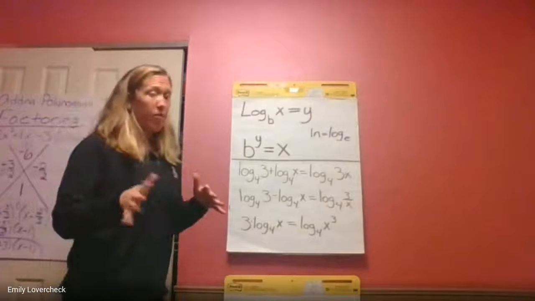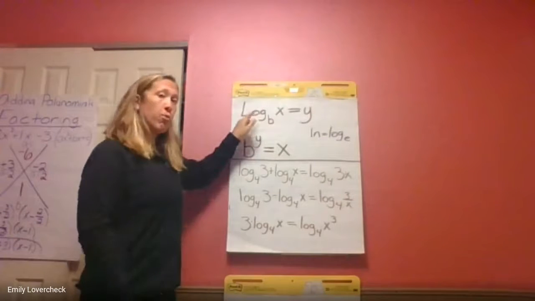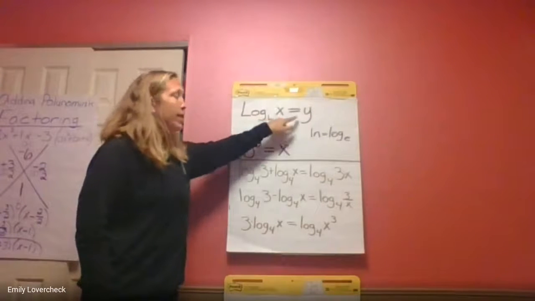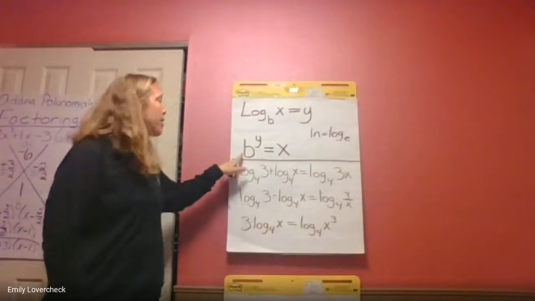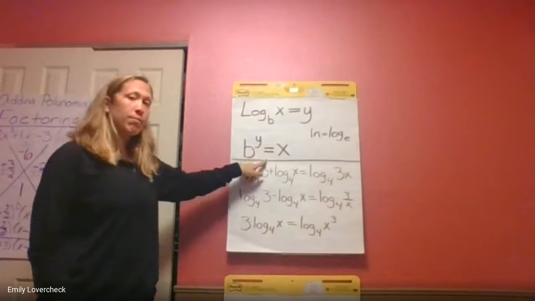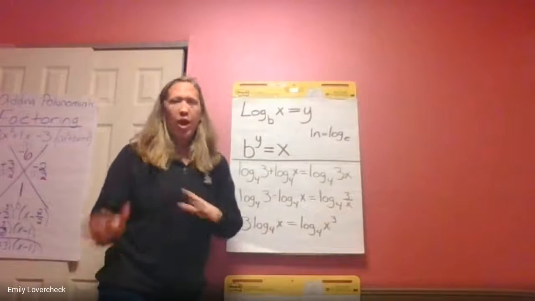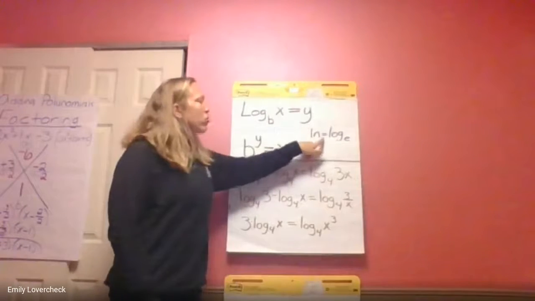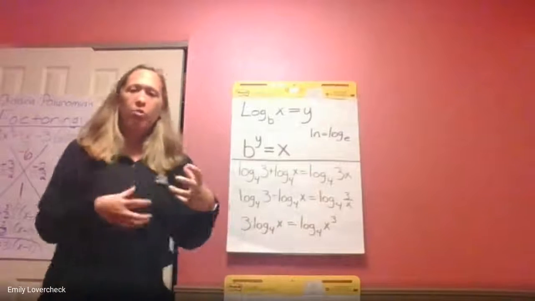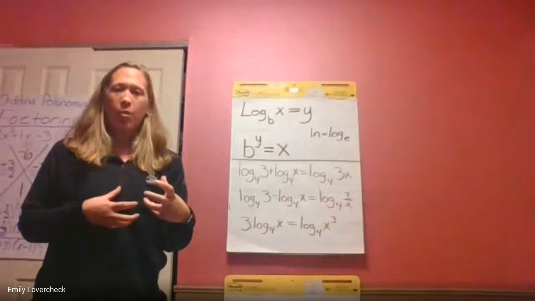So just a quick review from this week. Remember, the log form is log base b of x equals y. Exponential form is b to the y equals x. And important to know, especially when we start to graph, that natural log is the same thing as log base e. So we'll flip-flop back and forth between those forms.